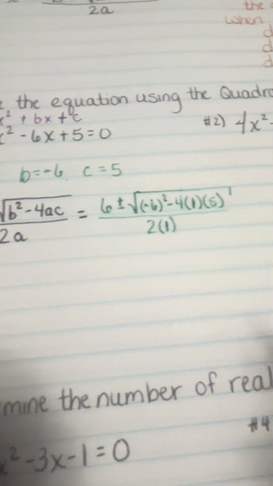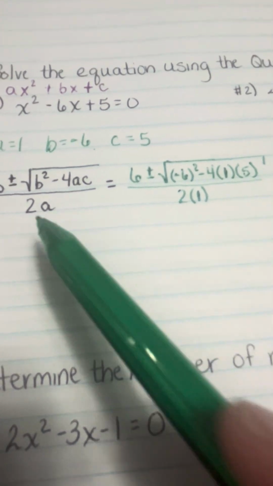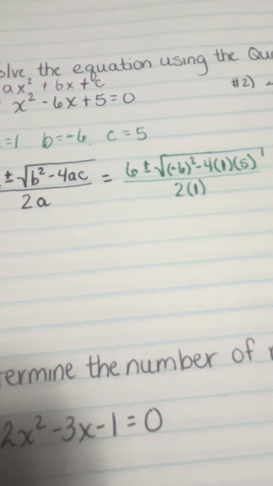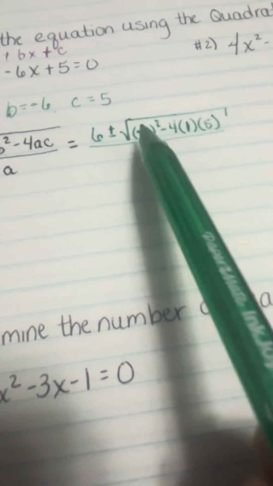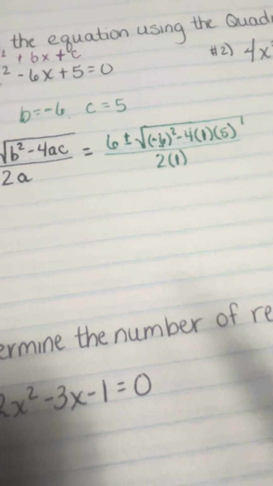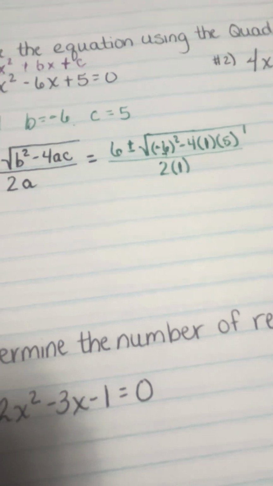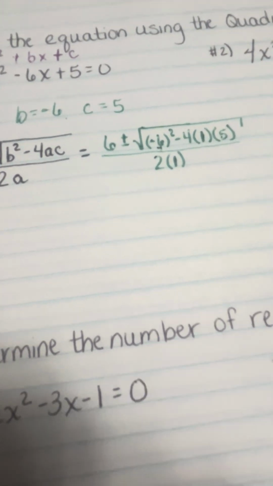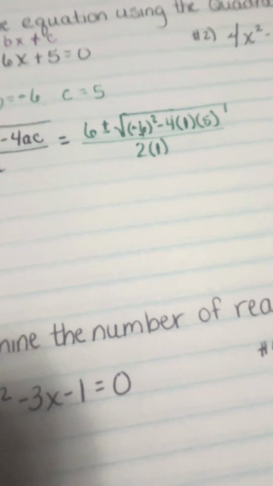Okay, so all I did was take those three numbers and plug them back into our formula for the quadratic equation. And when I substituted here, notice that I put these in parentheses. Whenever we substitute, we put those numbers in parentheses. So now I need to essentially clean this up. I need to do the math.